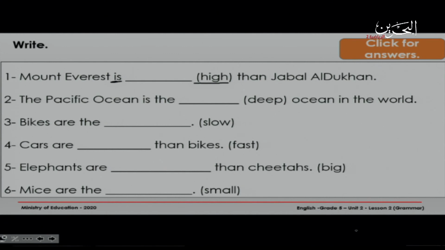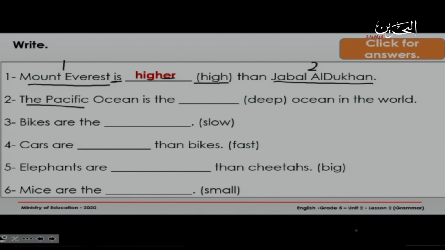Now let's check your answers. Let's look at number 1. Mount Everest, group number 1, is, then Jebel al-Dukhan, this is group number 2. What do you think is the answer? Higher. We added ER to the adjective. Well done. Let's look at number 2.